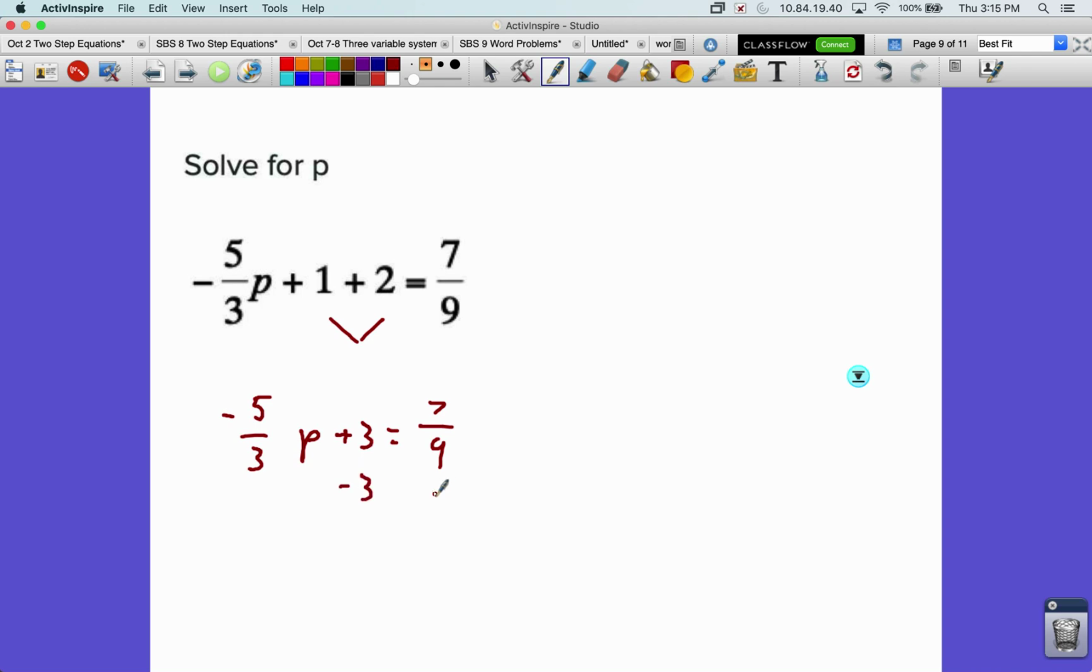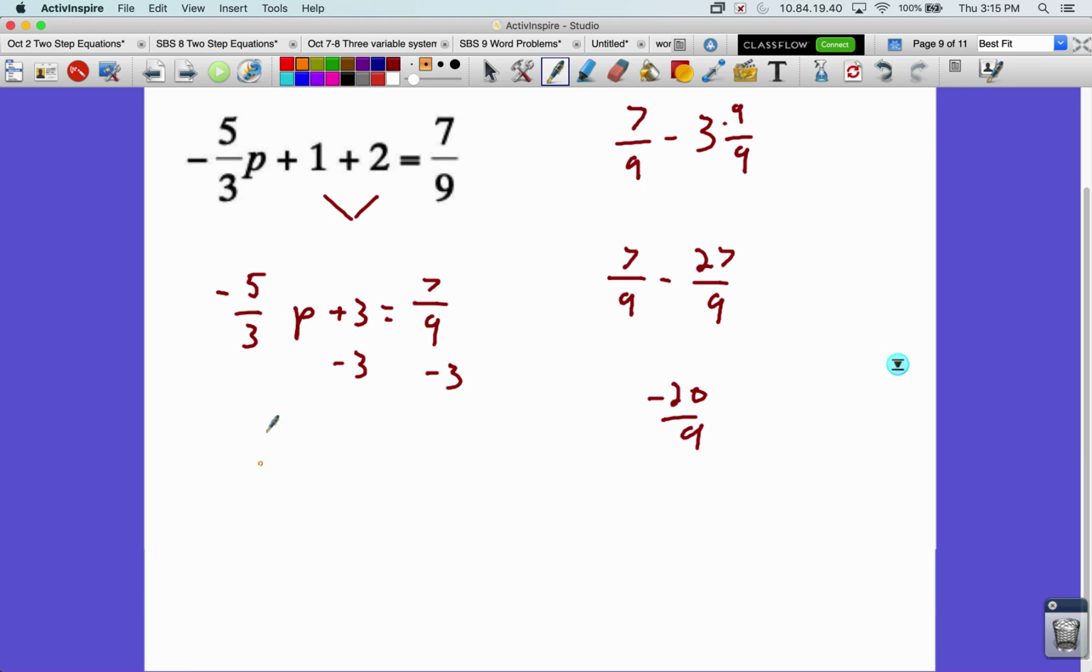I'm going to subtract 3 from both sides. But how do I do this step? 7/9 minus 3. Well, what I have to do is turn that 3 into something with a 9 on the bottom. So I have to multiply it by 9 over 9. So I've got 7/9 minus 27/9. Now I can subtract the tops and I'll get negative 20/9.